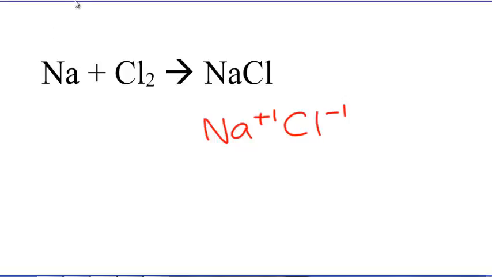The equation says 1 Na on this side, 1 Na on this side, 2 chlorines on this side, only 1 on that side. So what we need to do is get our chlorines balanced out. We can put a 2 right here. That's going to make 2 sodiums. So I also need to put a 2 right there. Now I have a balanced chemical equation. This is combination because 2 substances made 1 compound.